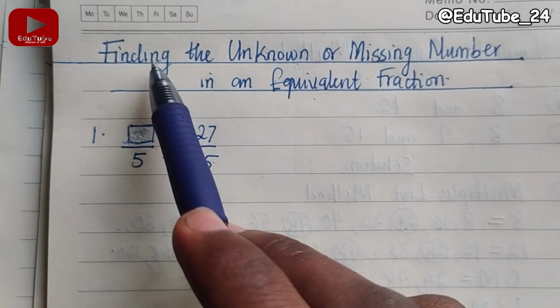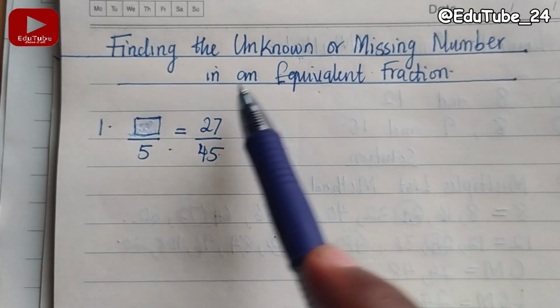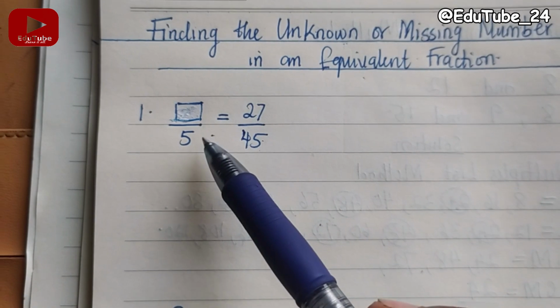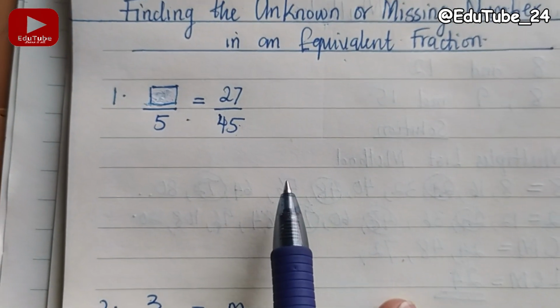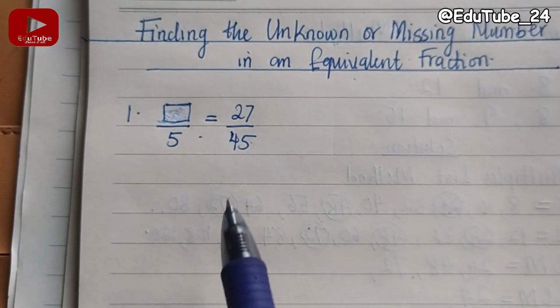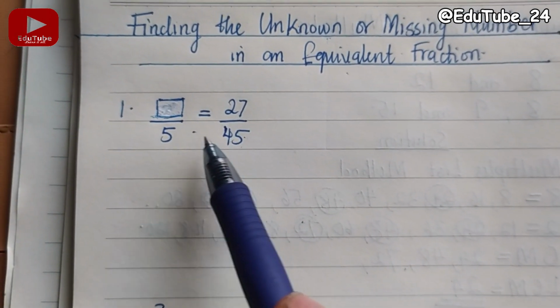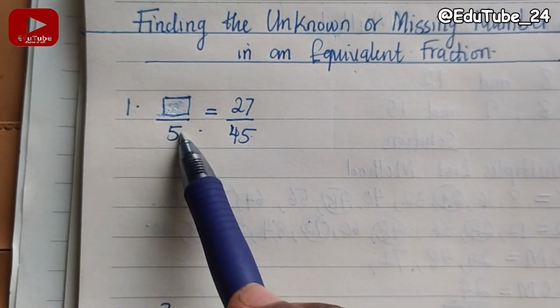In this lesson, we are going to learn how to find the unknown or missing number in an equivalent fraction. So basically, to find the unknown or missing numbers in equivalent fractions, I'm going to use two methods in this lesson. The first method, I call it the increase and decrease method, which I'm going to use to solve problem number 1.